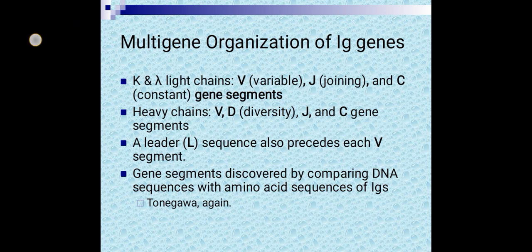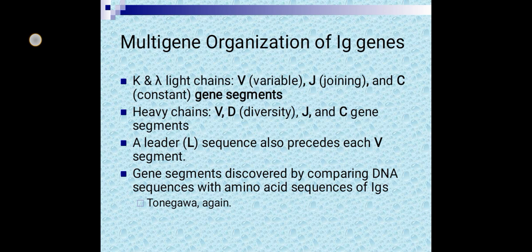Kappa and lambda light chains have V variable, J joining, and C constant gene segments. Heavy chains have V, D diversity, J, and C gene segments. A leader (L) sequence also precedes each V segment. Gene segments were discovered by comparing DNA sequences with amino acid sequences of Igs. Organization of Ig germline gene segments, mouse.